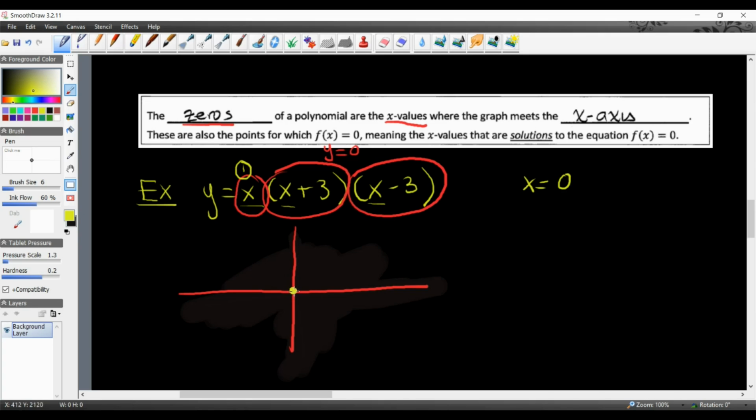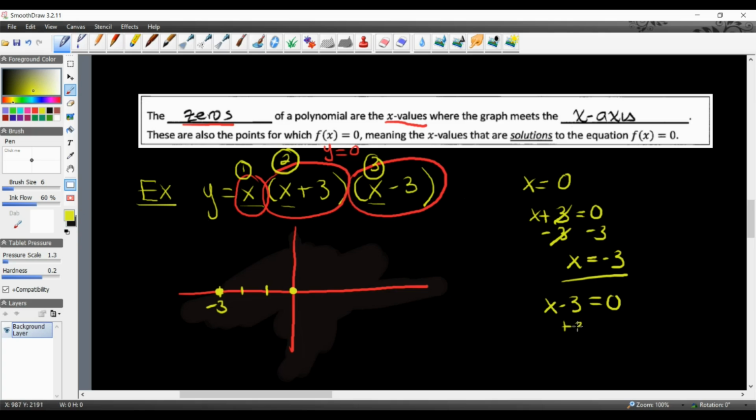So x equals 0 is right here in the center. For the second one, if I set this equal to 0 and I solve, I would subtract 3, and that's going to give me 0 there. So x is equal to -3 is my second zero. That's about right here somewhere, so -3. And last but not least, x minus 3, if I set that equal to 0 and solve, again, I get 0 on the left side, so plus 3. So I get x is equal to 3. Oh, that did not come out so nice, did it?